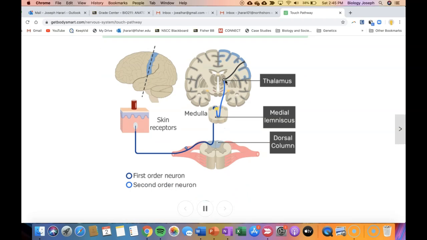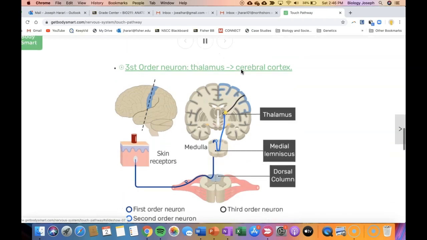This is our second order neuron. Remember, the thalamus is then the relay station. It's going to interpret all these signals being sent, and then the thalamus says, okay, that's a touch signal. That's a touch signal from the lower part of the body. I'm going to send that to the somatosensory cortex and the part of the body that corresponds to this sensory receptor. So every part of the body has a specific location on the somatosensory cortex that it's connected to.